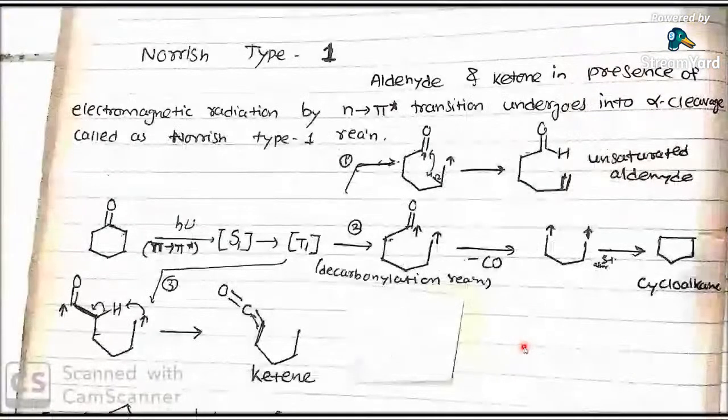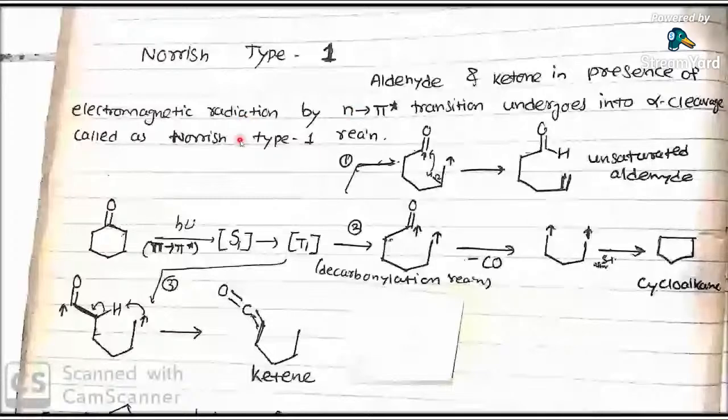Now, Norrish type 1, just 5 minutes more for this. In photochemistry, you will have to focus on the Norrish type 1 and Norrish type 2 reactions. These are the main reactions which are mostly asked in exams. So in the Norrish type 1 reaction, aldehydes and ketones in the presence of electromagnetic radiation, by n to pi star transition, undergo alpha cleavage, and this is called the Norrish type 1 reaction.